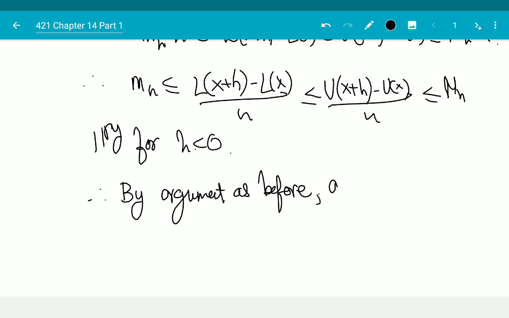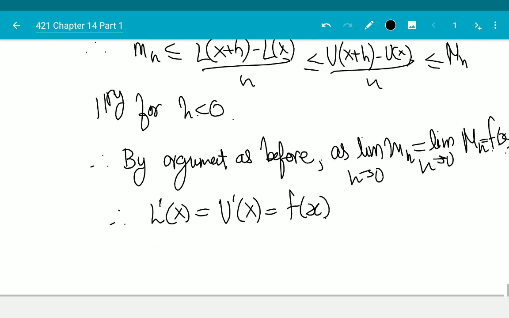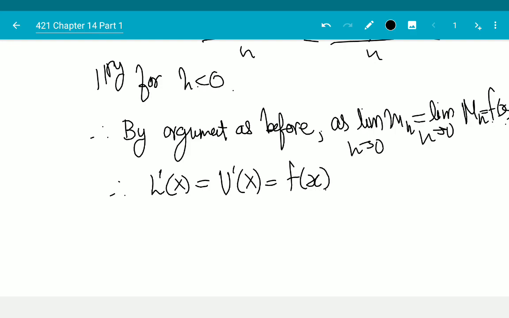the limit as h goes to 0 of m of h is equal to the limit as h goes to 0 of capital M of h, and we get that this is equal to f of x. Actually, not c, sorry, my bad, f of x. Therefore L prime of x is equal to U prime of x is equal to small f of x. Great, I have shown that the derivatives are equal.